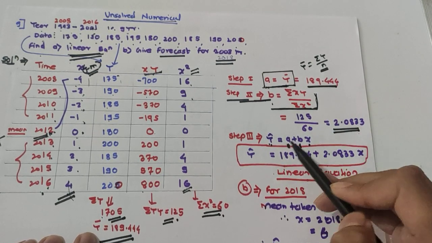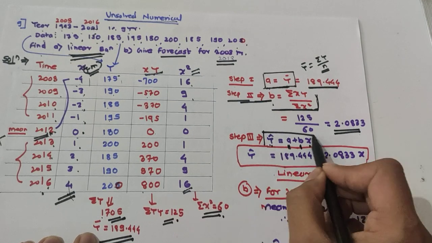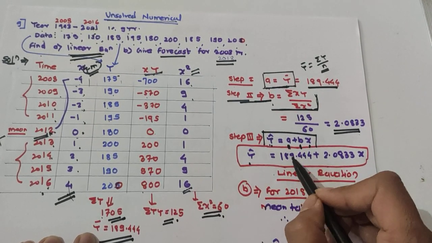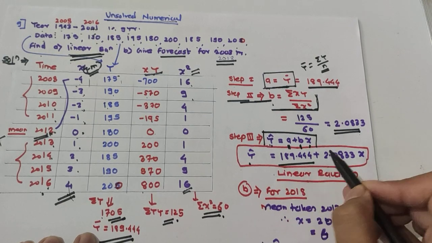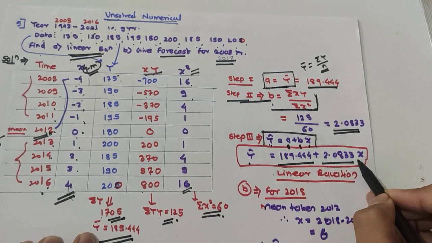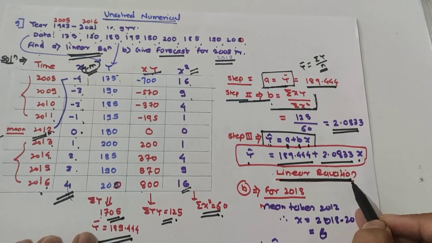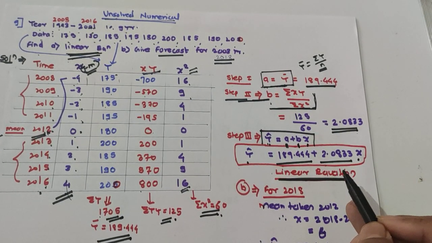Now just put those values in the equation of the line, that is the linear equation, y is equal to a plus bx. So y cap is equal to 189.444 plus 2.0833 into x. So that is your linear equation. That is your answer for this part a.